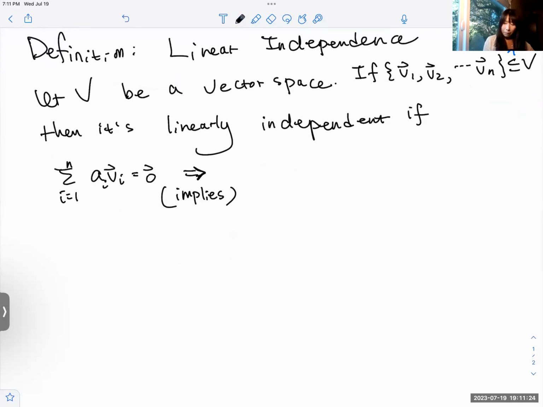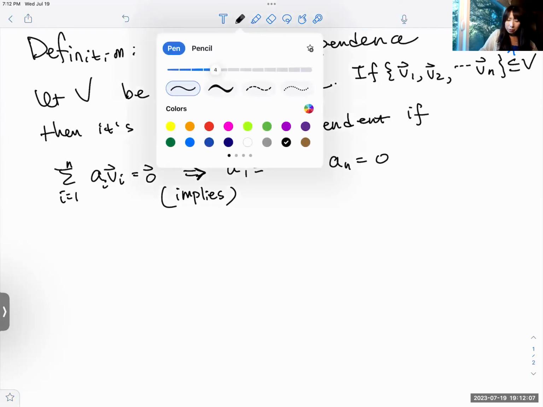So if all the vectors are in a subset of V, then they are linearly independent when, in the linear independence terminology, the summation i equal to 1 to n, a sub i times vector v sub i equal to the 0 vector implies, I want to express implies is one direction, so we have a sub 1 equal to a sub n equal to 0, right? So this means the trivial solution.